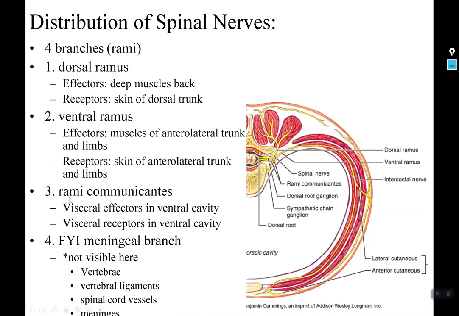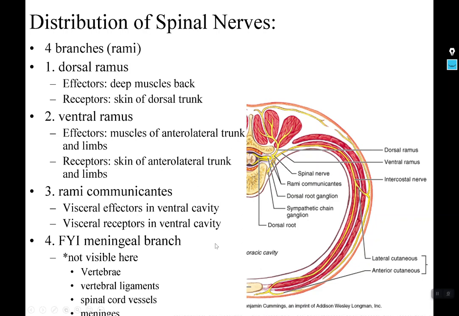Rami communicantes, which is plural, by the way, so in Latin, if you're pluralizing the first part, you have to also pluralize the second part. So rami communicantes means the branches that are communicating. So this is what, and I know it's not super clear here, but what you can see is from the spinal nerve, the ventral root branches, and then coming off of the ventral root is this little connector piece that goes forward, but within the cavity instead of on the back.